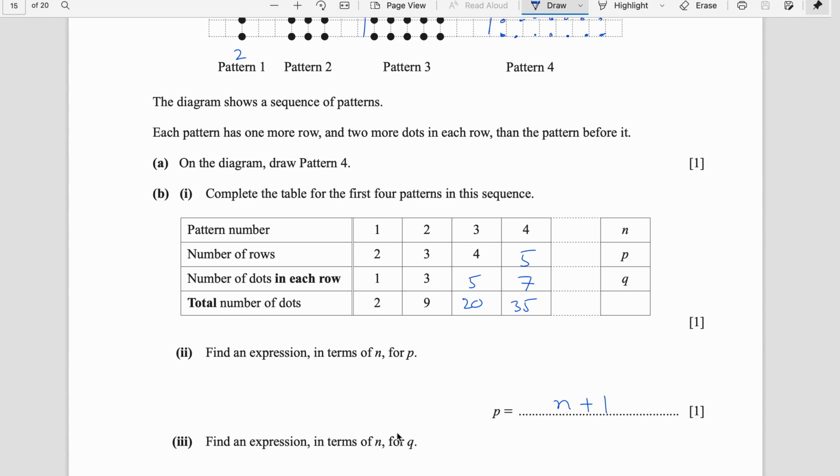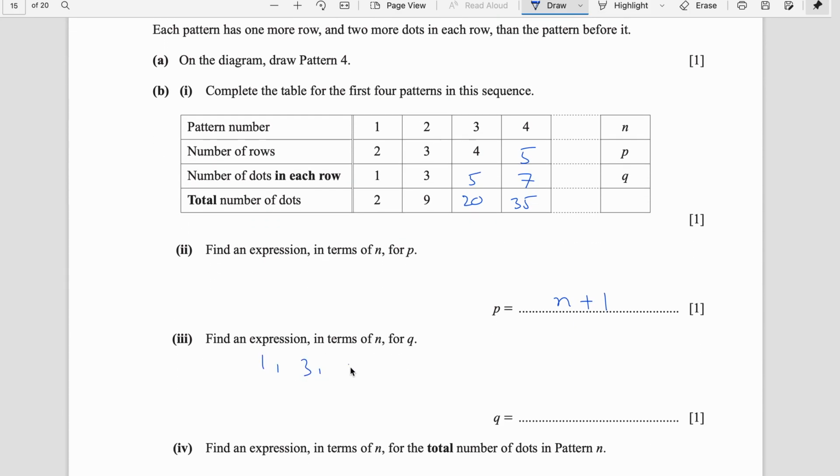Final expression in terms of n for q. So for q, just make a comparison. This is 1, 3, 5, 7. We see there is an increase of 2 each. So use the formula: term number is equal to a plus (n minus 1) times d. First term is 1, n minus 1, common difference is 2. Simplify this. You get 2n minus 2 plus 1, which is 2n minus 1.